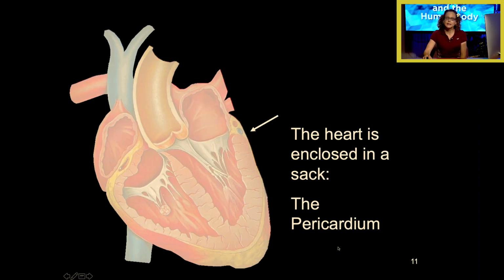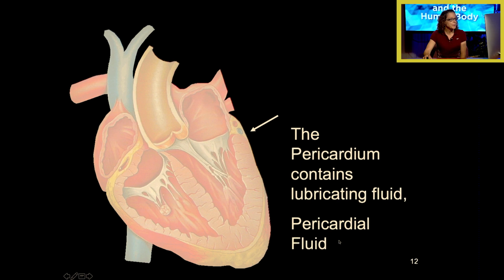The heart is also enclosed in a sac called the pericardium. The pericardium safeguards the heart from infectious organisms and also provides a cushion to reduce the friction that's caused by each heartbeat. So the pericardium contains this lubricating fluid, and we call this pericardial fluid.